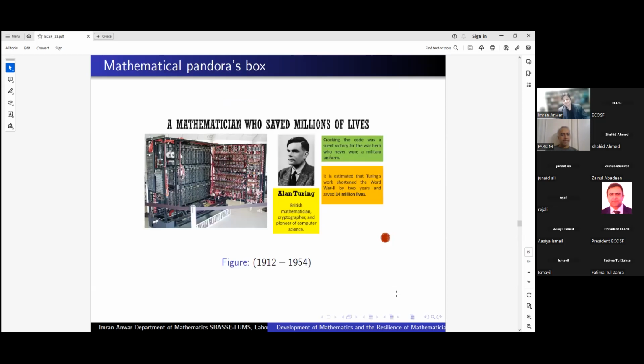And there is a mathematician who saved 14 million lives during World War II. His name is Alan Turing. And let me just tell you, in computer science, the biggest prize is named after Alan Turing. The Turing Award is the biggest in computer science. This is a dream for any computer science person, to win the Turing Award.